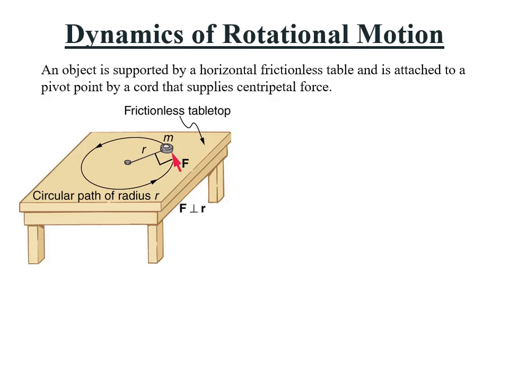Let's look at an object. Let's say we have an object of mass m that is sitting on a frictionless tabletop. It is rotating around in a circular path. It is connected to a string, and that string is nailed in the middle of this table. Now, in order to get this object to rotate, I need to apply a force which is tangent to the curve, as is shown here.